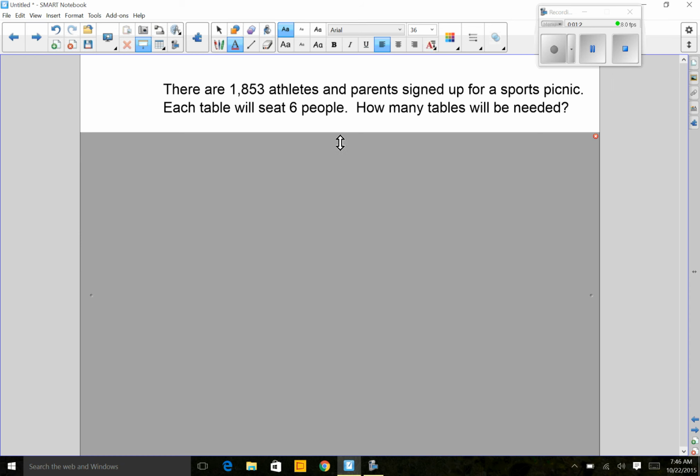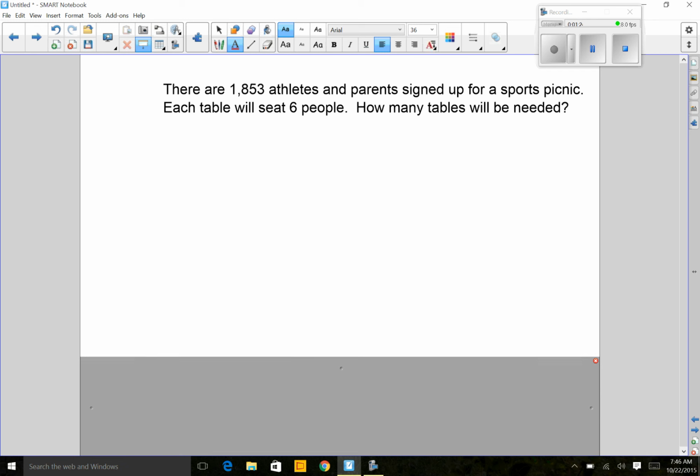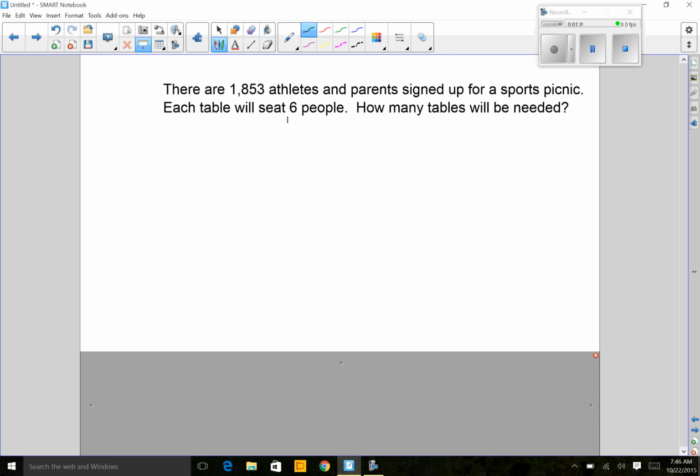To do this problem, we're going to be doing division. We will have 6 people at each table. We have 1,853 people. We want to know how many people are going to go at each table. Each table sits 6 people. So we're going to divide 1,853 by 6, because we want to know how many groups of 6 we can make, right? Division is all about grouping. So we want to know how many groups of 6 we can make out of 1,853 people, because each table will have a group of 6. And so to do that, we're going to divide.